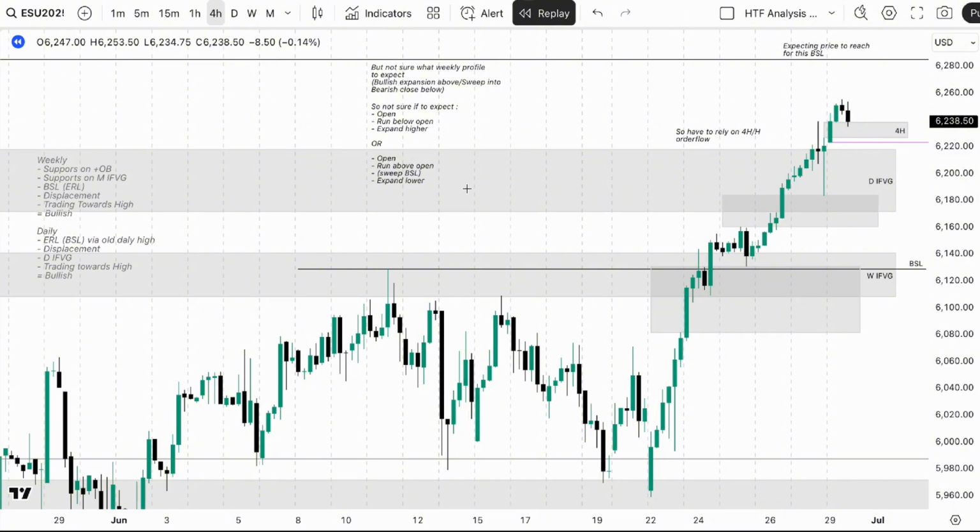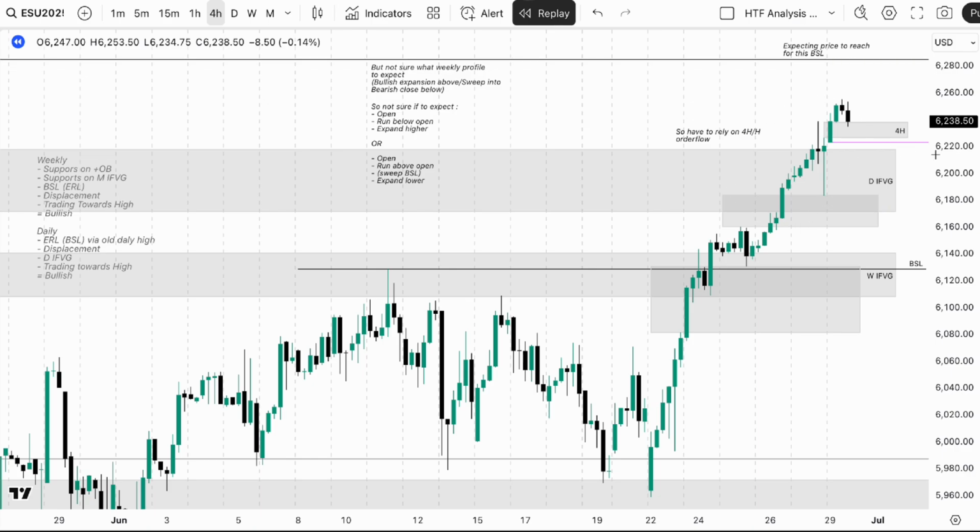This is actually my notes throughout the trading day, so you guys can kind of see a little bit of an insight into my thought process as we're going through the higher time frame analysis. And more or less what I'm saying here is that because I'm not 100% sure on the weekly profile in terms of how that expansion is going to unfold, we're going to have to use the lower time frame order flows to confirm or gauge what we should be expecting from price action.